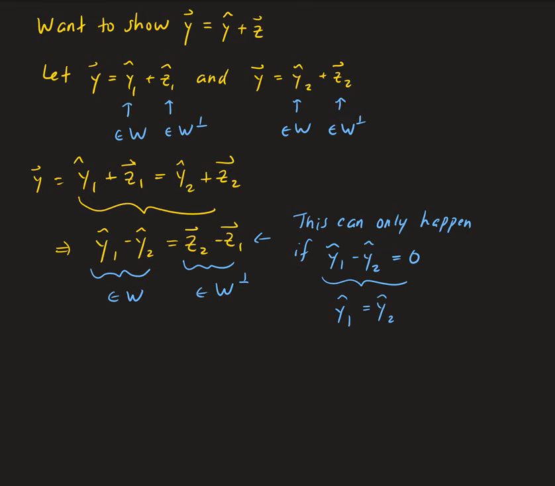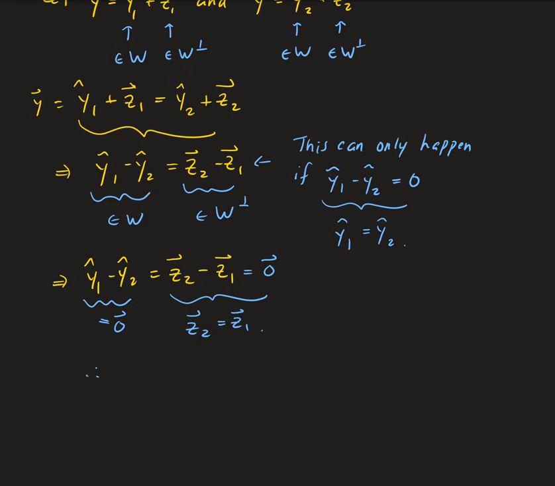And since those are the same, that means this part must be zero. Going back to here, we have y1 hat minus y2 hat equals z2 minus z1. Since y1 hat is equal to y2 hat, this has to be the zero vector. So this tells us that z2 must be equal to z1. Hence z2 is equal to z1 and y1 hat is equal to y2 hat.